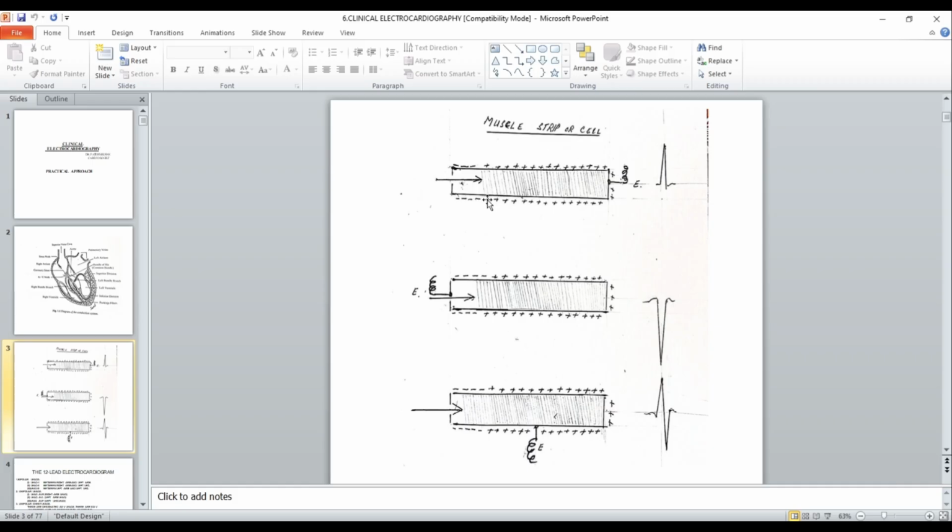Movement of this electrical activity, if recorded by a galvanometer with an electrode put on the distal end, produces a positive deflection on the recording paper. But if the electrode is put on the proximal pole of the cell, a downward deflection is recorded, and if the electrode is put in the center of the cell, a biphasic deflection is produced. This is the basis of electrocardiography recording.